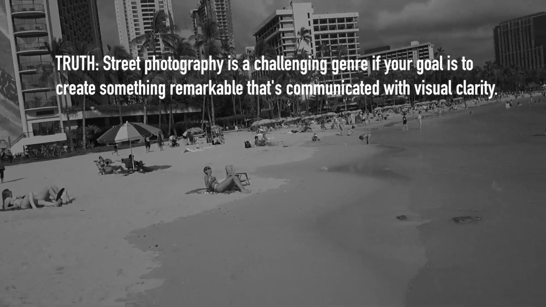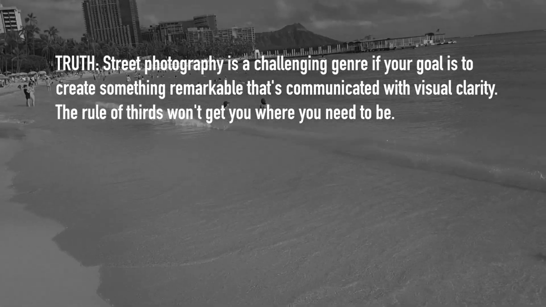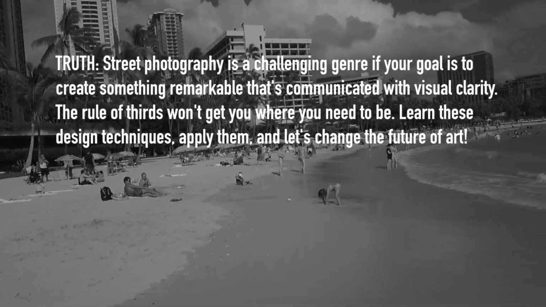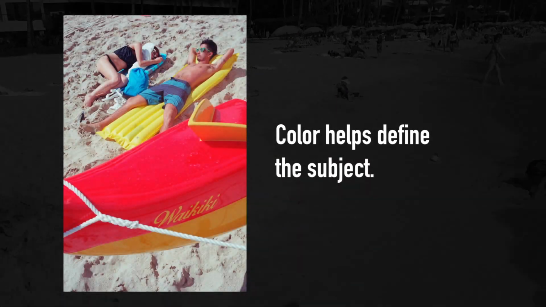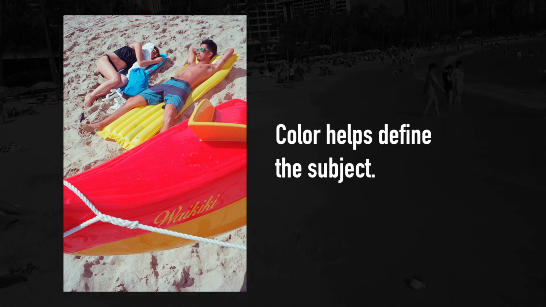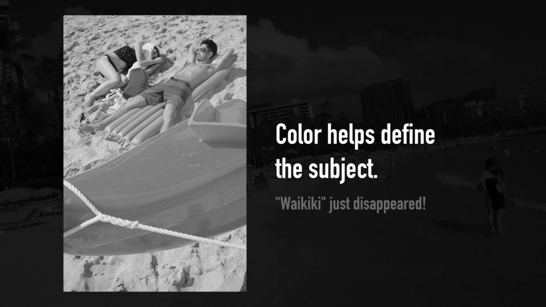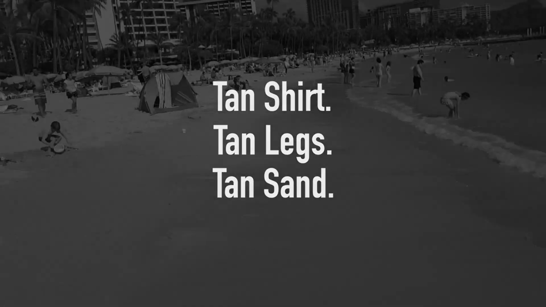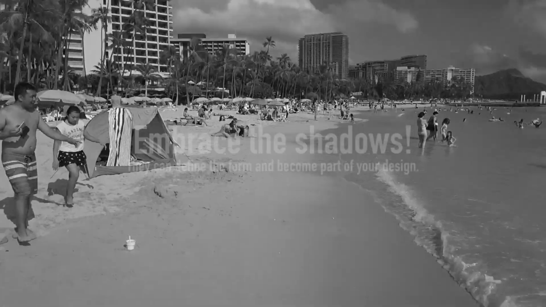And since we're shooting with black and white, I'm looking for shapes and form and lighting instead of color. Color helps define the subject. So sometimes when we shoot it in black and white, our subject is lost. If they're wearing a tan shirt and they have tan legs and they're laying on the sand, then their form's not going to be very defined unless the lighting is hitting it properly and creating shadows.